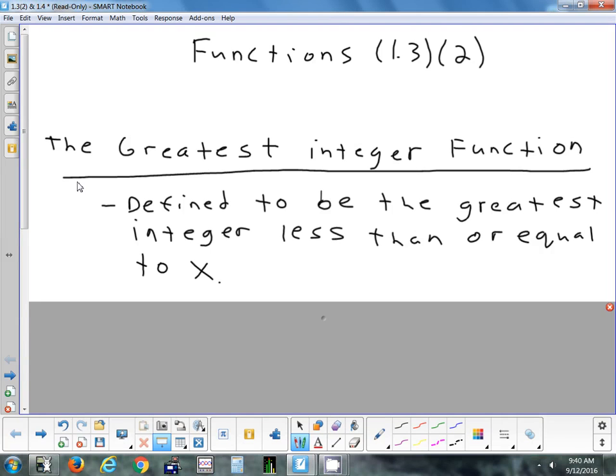Okay, the definition is pretty straightforward. The greatest integer function is defined to be the greatest integer less than or equal to whatever number they give you, which I'm calling x. In other words, you would give me a number, and I would say back to you the biggest number that I can think of that's an integer, but it has to be less than the number you told me.